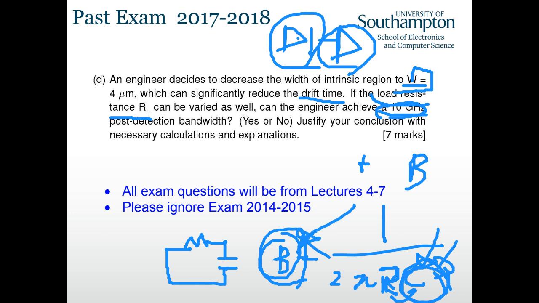So once again, I emphasize all the lectures 4 to 7. Lectures 1 to 3 are only related to coursework. And also please ignore exam papers from the years 2014 to 2015, because the course has changed its scope after 2015. So that's all for the revision. Next time I will do revision for the wireless part.